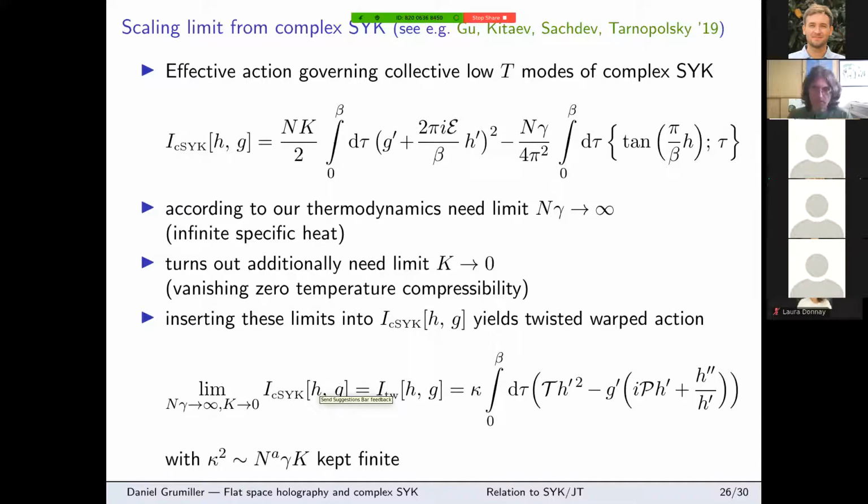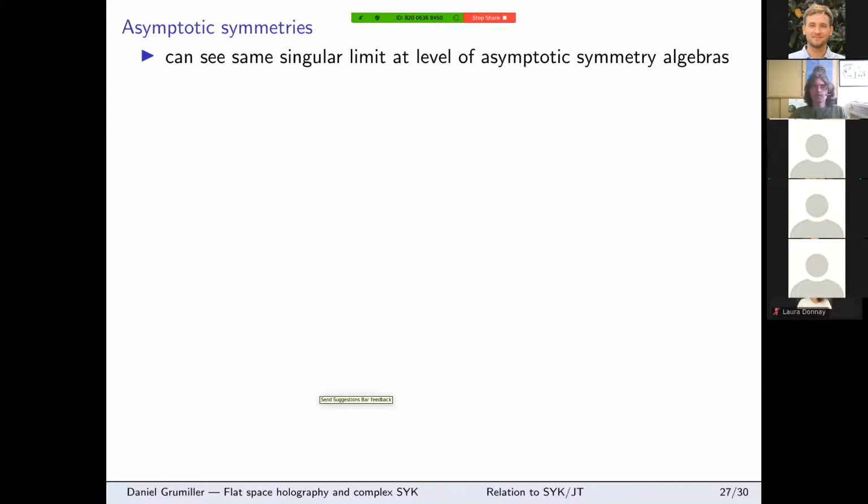So I'm not showing you the details of taking this limit. It's a bit subtle, but you can find the details in the paper. But when you take this limit, you find that the complex SYK boundary action indeed turns into our twisted warped action, where this quantity kappa, or kappa squared, which is essentially the geometric mean of N times gamma and k, is kept finite. So you can see that there is a way to obtain the twisted warped action as a limit of the complex SYK model.